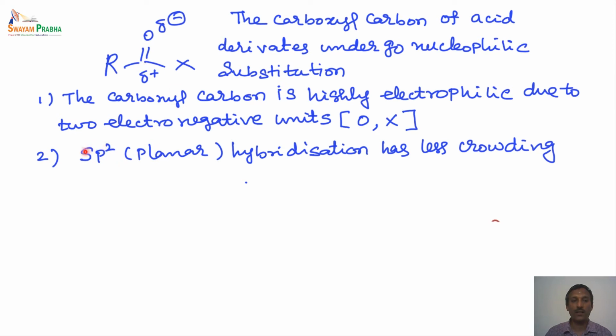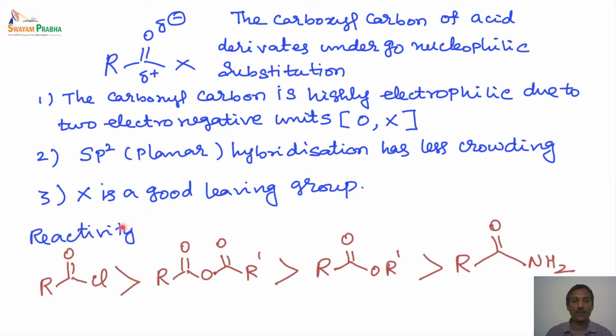And again, this is an sp2 or planar hybridization, so less crowding is there. And another thing is X is a very good leaving group. So these are all the things we have already discussed. And when we look at the reactivity, the acid chlorides are highly reactive compared to acid anhydrides, which are more reactive than esters. Amides are the least reactive one.